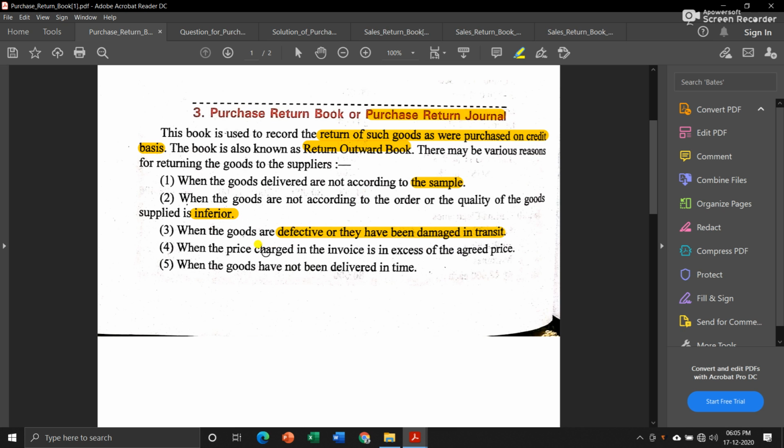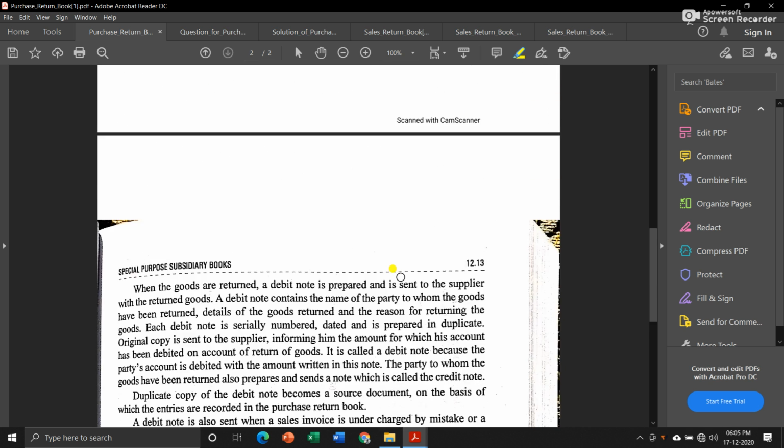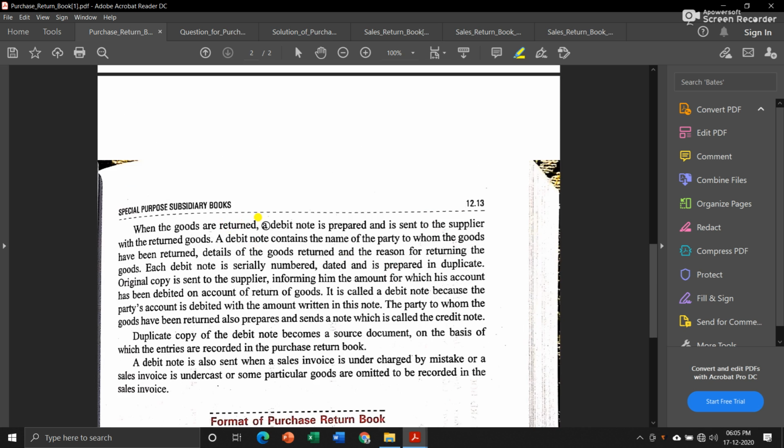Then when the price charged in the invoice is in excess of the agreed price, sometimes our supplier agrees upon some price and then charges more at a later stage. In that case also we can return goods. When the goods have not been delivered in time, if we have particularly mentioned that we want to receive our goods on a particular date and time, then if the delivery is late, at that time also we can return the goods. Now when the goods are returned, a debit note is prepared and is sent to the supplier.